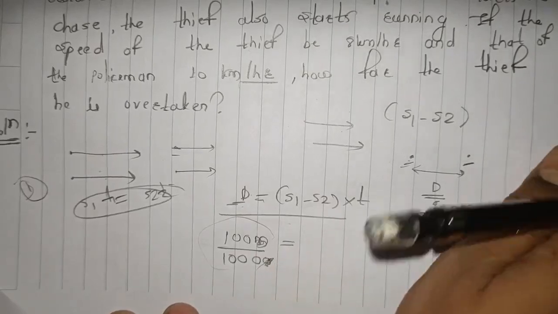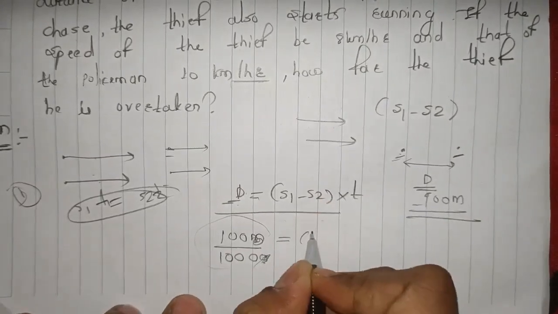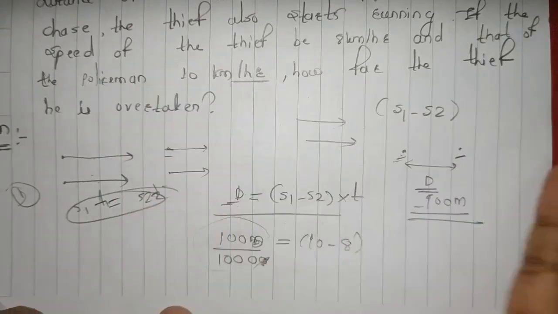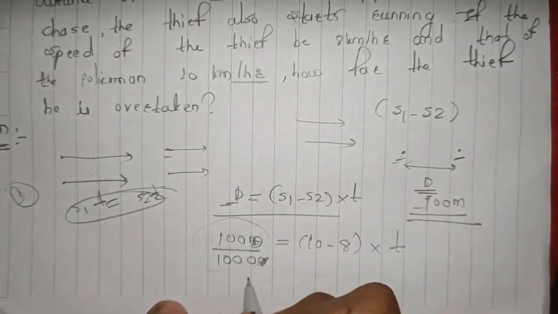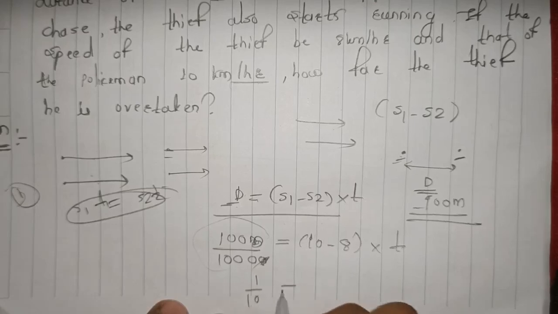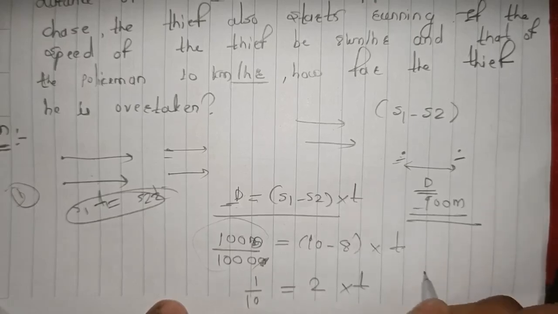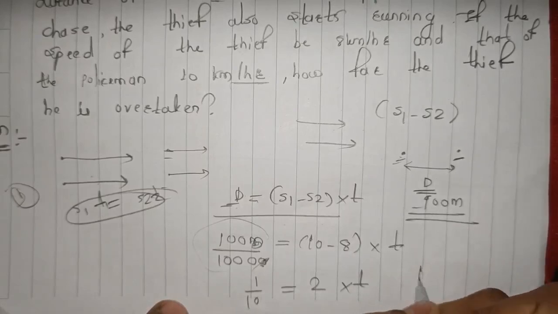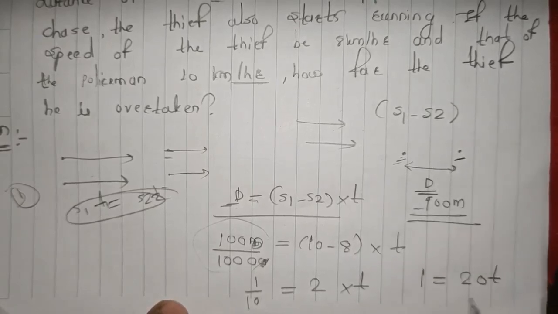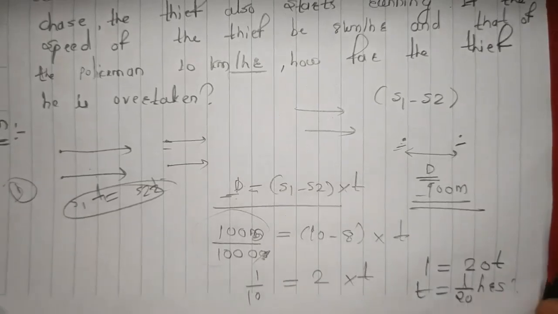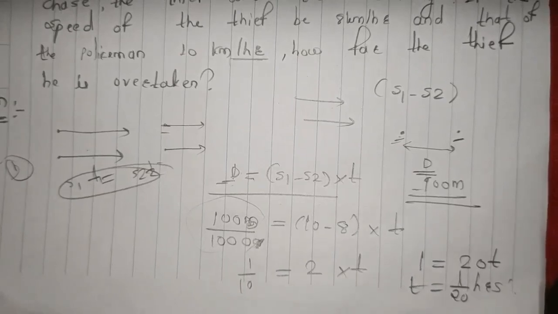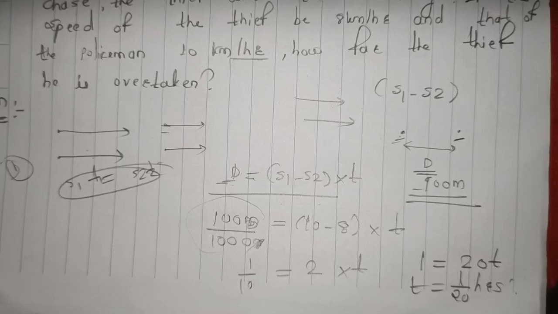Now S1 minus S2, 10 minus 8. Why are we subtracting? They are moving in the same direction, and this is the time when they will meet each other, right? So this is nothing but 1 by 10 is equal to 2 into t. So 1 is equal to 20t. Therefore time would be equal to 1 by 20 hours. Am I correct? So 1 by 20 hours means after 1 by 20 hours they will meet each other.